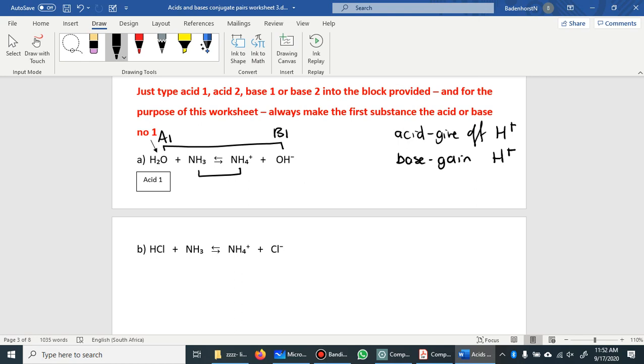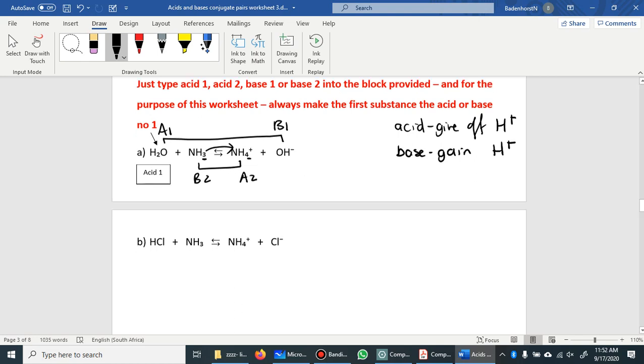Ammonia to become ammonium. This has got 3 hydrogens in it. This has got 4. If this substance wants to turn into that substance, it'll need to gain another hydrogen, which makes the NH3 something that needs to gain hydrogen, so that makes it the base 2. And that will form acid 2. Okay, let's go on to the next one.